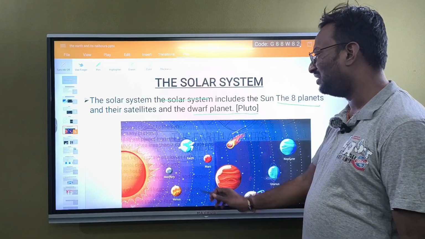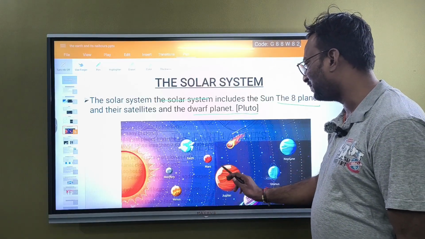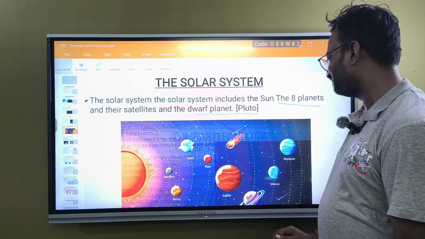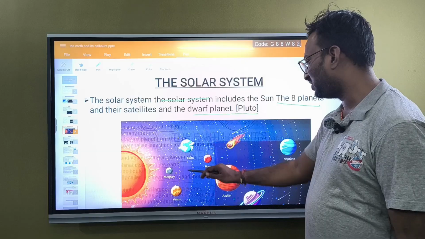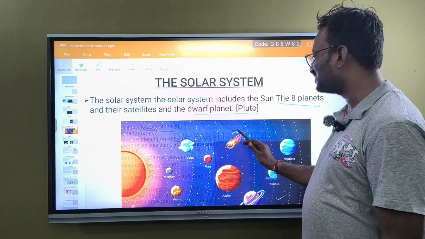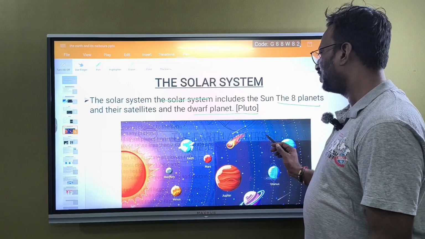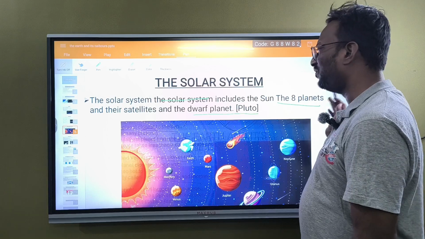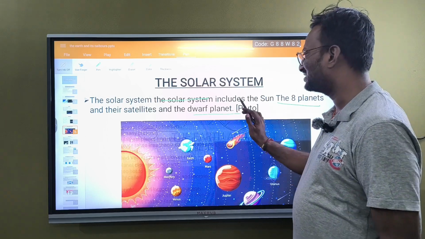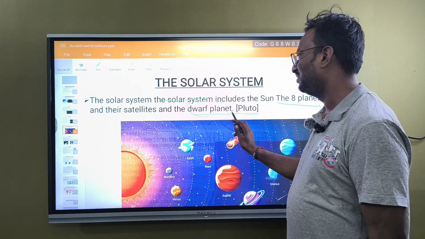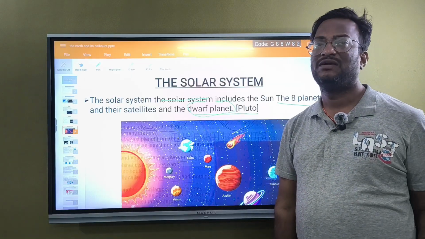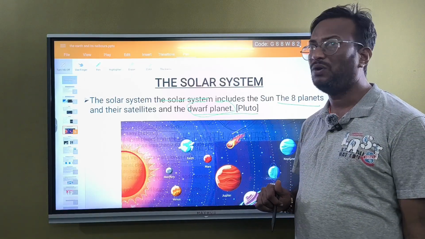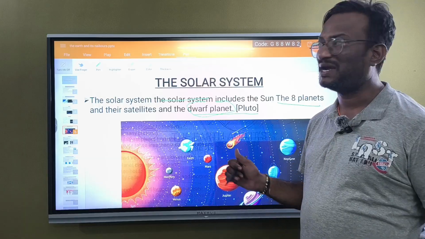Along with the Sun, there are Mercury, Venus, Earth, Mars, Jupiter, Saturn, Uranus, and Neptune. That makes eight planets, and there was also a small planet, Pluto. It is no longer considered a planet; it is considered a dwarf planet. Remember that. Pluto was considered a planet for only around 75 years, and now it is not considered a planet.